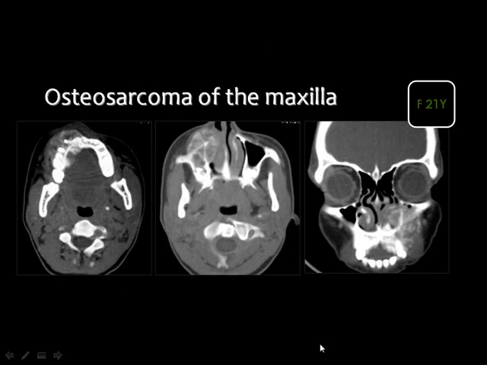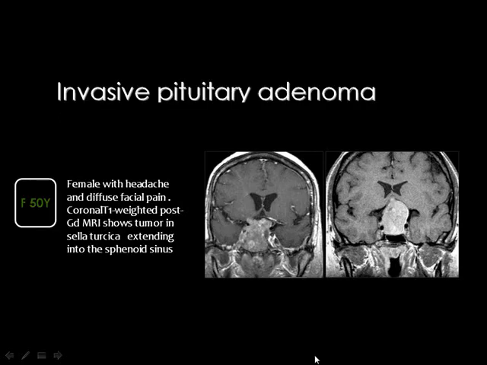And this is another example of osteosarcoma of the maxilla infiltrating the anteromedial aspect of the maxillary sinus, protruding into the nasal fossa, as well as subcutaneously in the cheek, and lower down it infiltrates the alveolar margin as well.